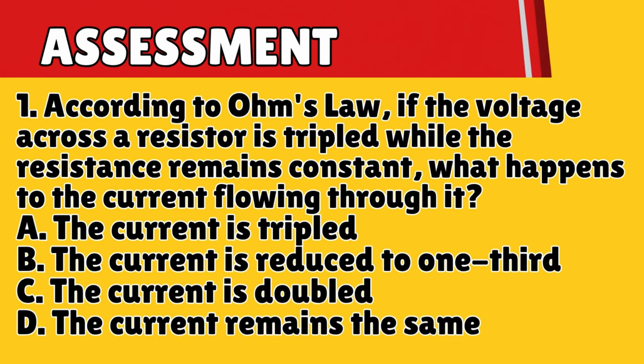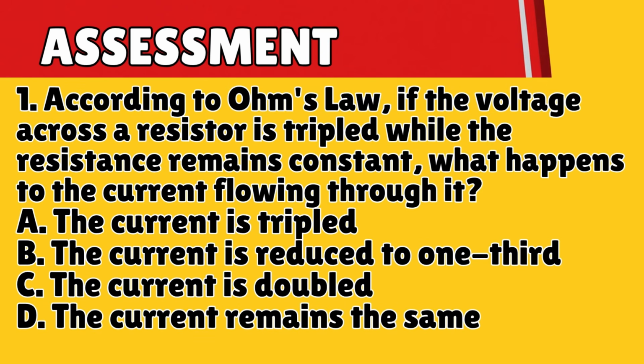And now grab your pen and your notebooks. It's time for assessment. Number 1. According to Ohm's law, if the voltage across a resistor is tripled while the resistance remains constant, what happens to the current flowing through it? A. The current is tripled. B. Current is reduced to 1/3. C. The current is doubled. Or D. The current remains the same.